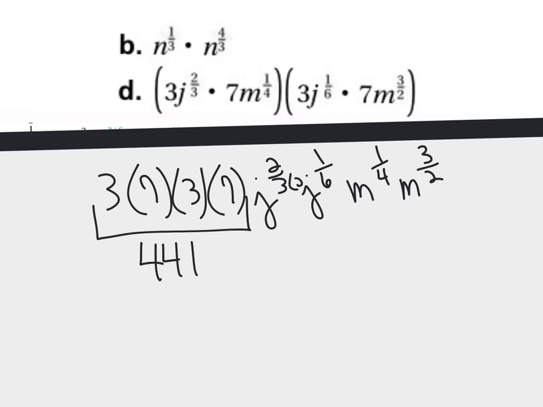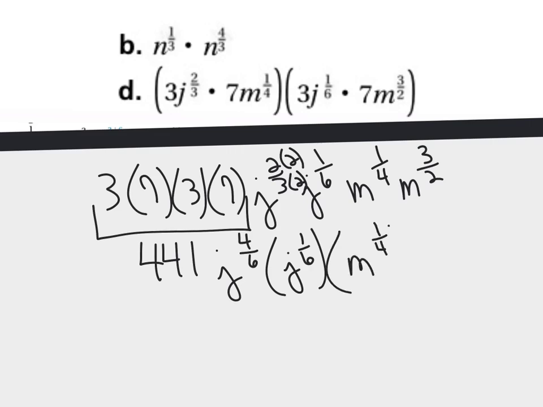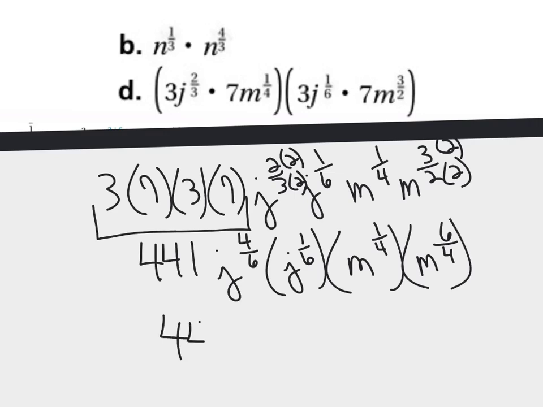For the j's, we can get a common denominator of 6. So that'd be j to the 4/6 times j to the 1/6. Same thing with the m's. m to the 1/4, this would be m to the 6/4. And then if we add these together for the j's, 4/6 plus 1/6 is 5/6. 1/4 plus 6/4 is 7/4.